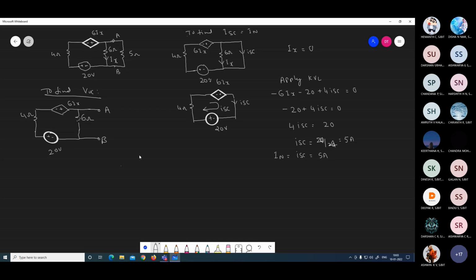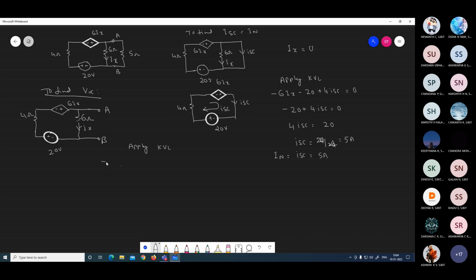Open circuit voltage is nothing but the voltage across AB. How to find the voltage across AB? In this branch is mentioned Ix. Is it right or wrong? No problem. How to find the voltage across AB? It is the same as the voltage across the 6 ohm. How to find the voltage across the 6 ohm? Apply KVL. Find out Ix. Apply KVL.